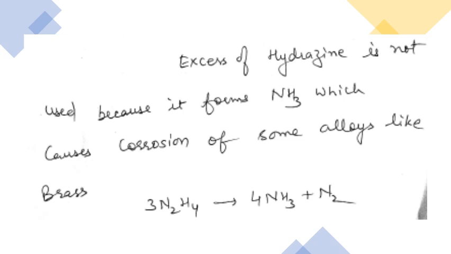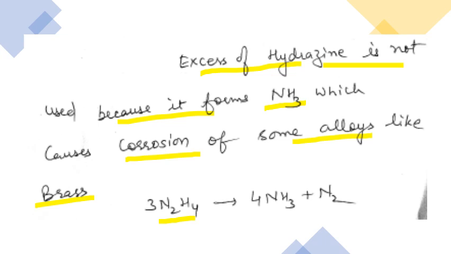And the second point we have to remember for the hydrazine is that it should be taken in appropriate amount. It should not be in excess. The excess of the hydrazine is not used because it forms ammonia, and ammonia is a corrosive gas which causes the corrosion of some alloys like brass. So if we use excess hydrazine, it results in the formation of ammonia and the problem of corrosion. So excess of the hydrazine is not used.